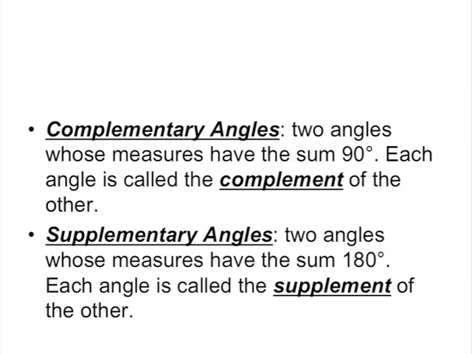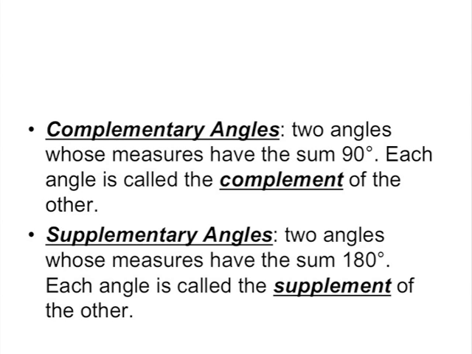So today's lesson is mainly about special pairs of angles. So complementary angles is a pair of angles, just 2. You cannot have 3 angles that are complementary, okay? Complementary angles are a pair of angles, 2 angles, who add up to or have a sum of 90 degrees. Supplementary, 2 angles that have a sum or add up to 180 degrees.